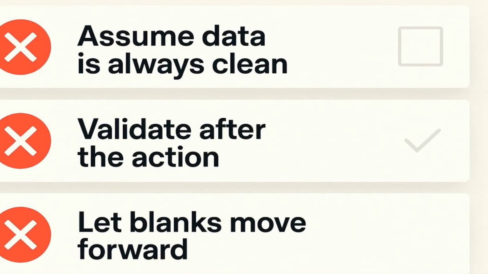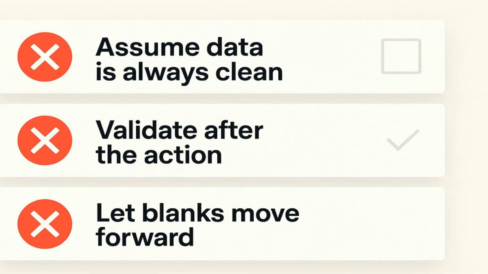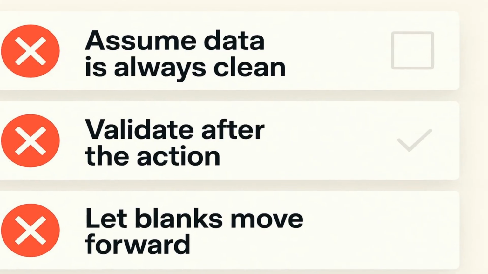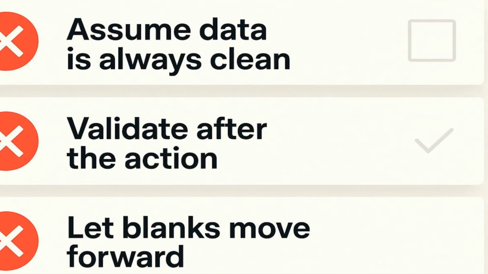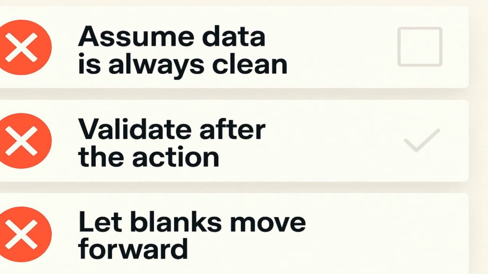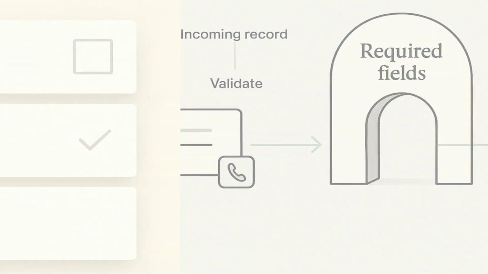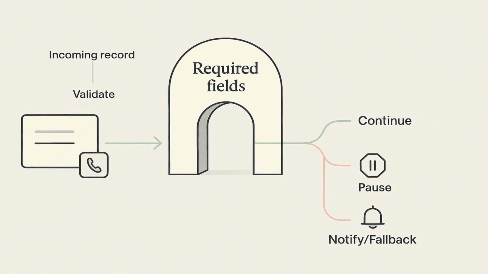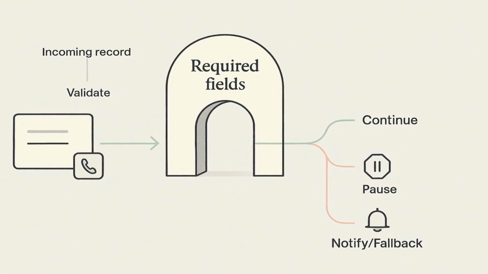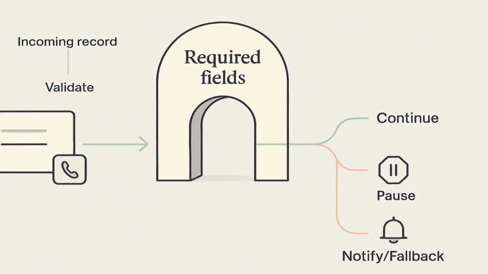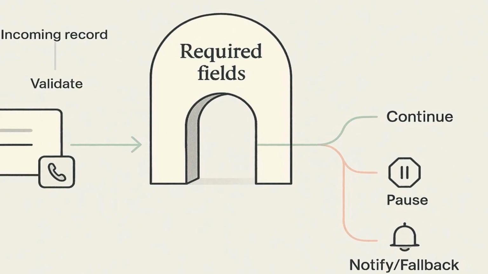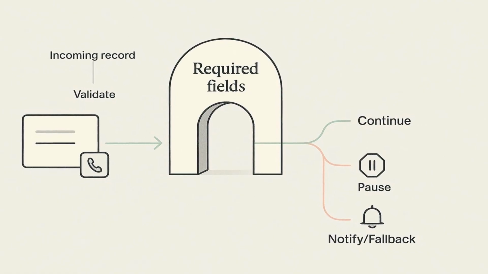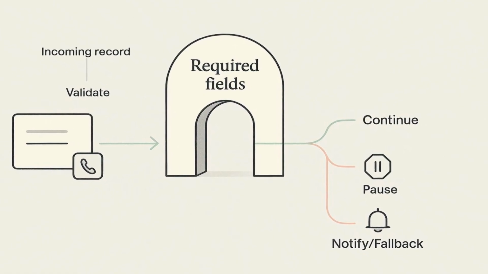The most common mistakes are assuming data is always clean, validating after the action, and letting blanks move forward without a decision. The fix is to validate before action. The safer pattern is to validate before action. Check required fields immediately, set defaults only when safe, and send incomplete records to a stop, notify, or fallback path. This protects the workflow from silently doing the wrong thing.